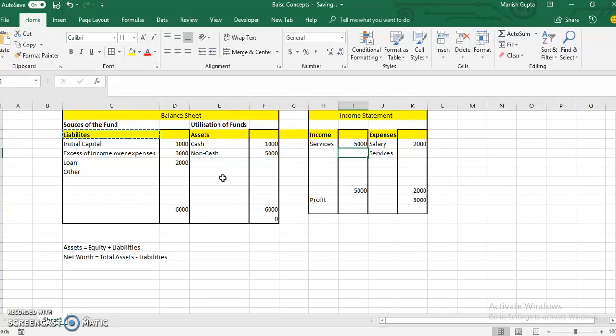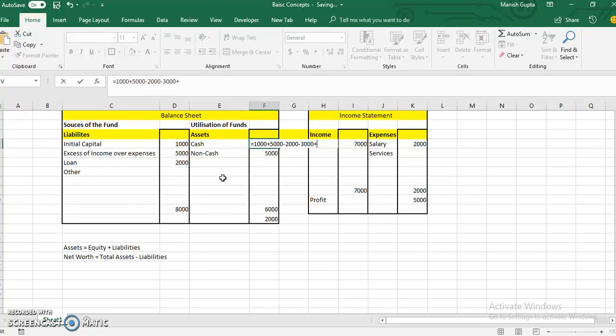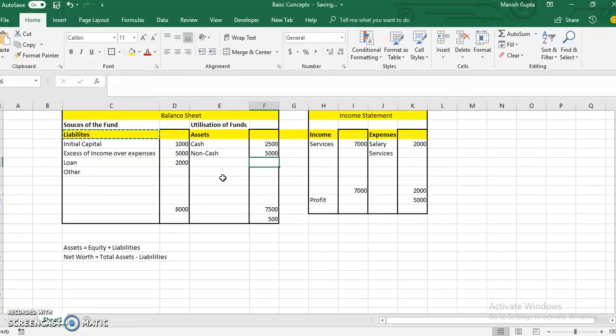Let's now look at providing more services. We provided some more services to our customers. Here we provided $2,000 of services, but we were not able to recover all of it. We are able to recover only $1,500 at this moment. One customer wants to have a credit of $500 for the future. So let's enter that here. You can see that whatever transactions we do, our balance sheet always tallies. Our sources of funds and our utilization of funds always tally.